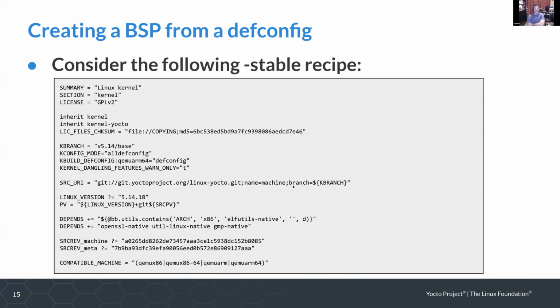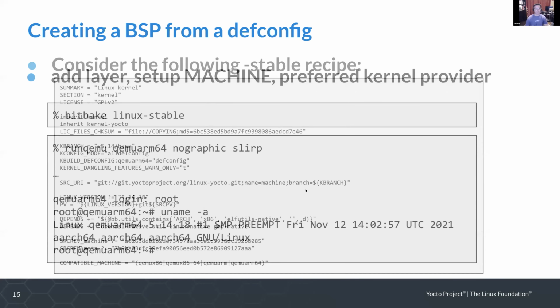So consider the following stable recipe, where this is building qemu ARM 64. It's using a v5.14 base, which is exactly Greg KH's 5.14 stable. In this case, it's pulling it from linux-yocto, and it's doing a few things. It's pretty small. This is the whole thing. This is me building the kbuild defconfig from in the tree. It's not using any of the linux-yocto fragments. So with this BSP, I called it linux-stable.